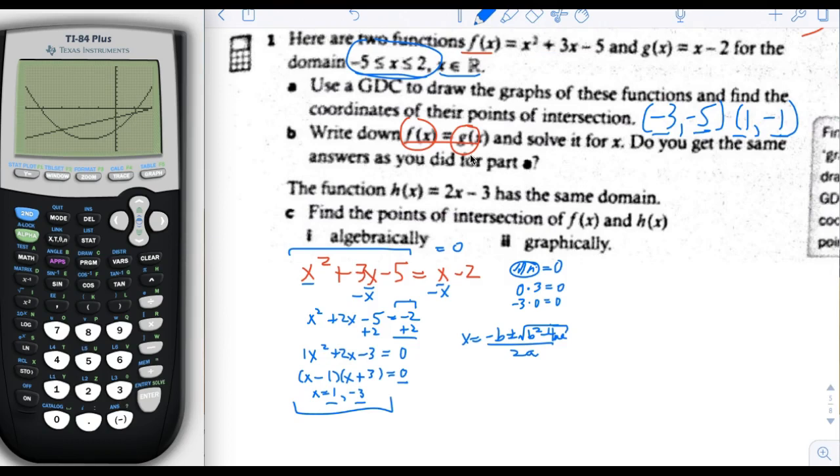Okay, so it said to solve for x, we did. Do you get the same answers as you did for part A? Yes, we did.